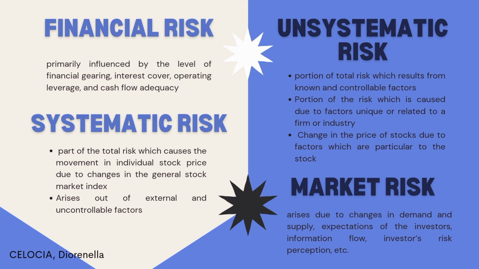Unsystematic risks are those that are unique to a single firm. As a result, a downward trend in one company's performance can be offset by an uptrend in another. Hence, unlike systematic risk, this risk can be eliminated or lowered by portfolio diversification.